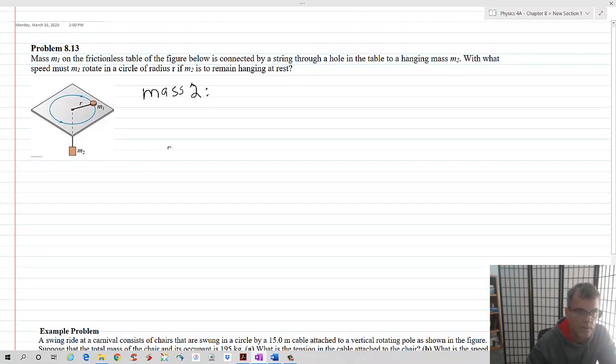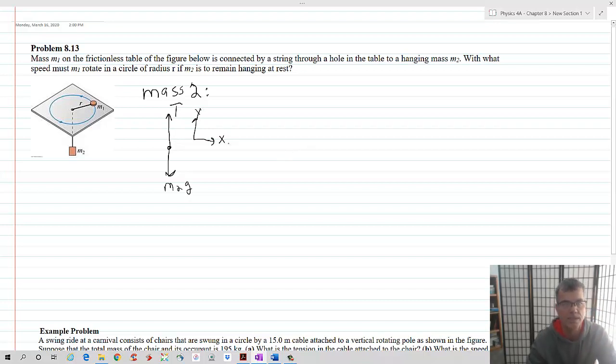Only two forces acting on mass 2. I've got tension acting straight up, and I've got weight, gravity, m2g, acting straight down. I'm going to define my axes so that the x-axis is positive to the right, the y-axis is positive straight up, and this object is not accelerating.